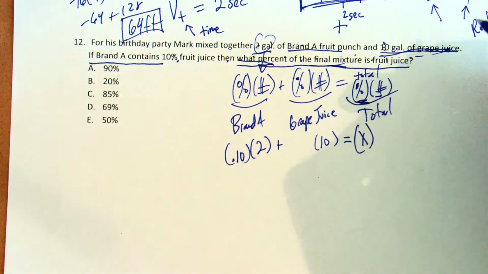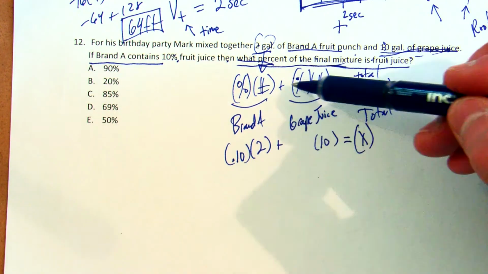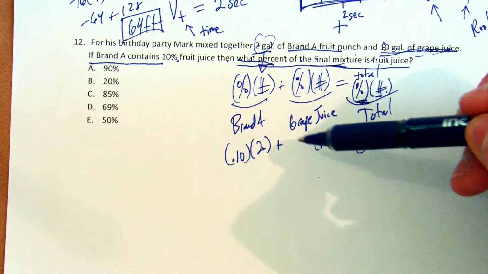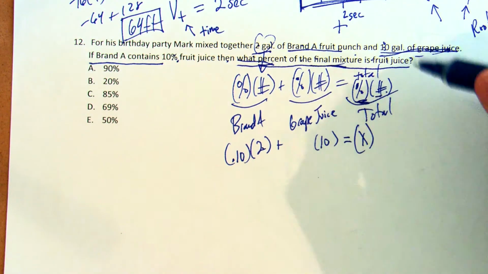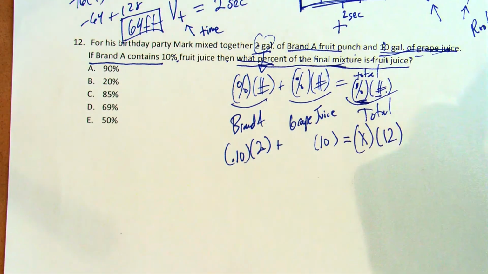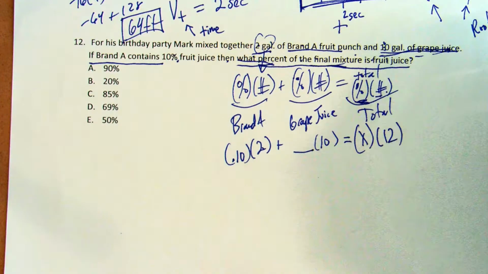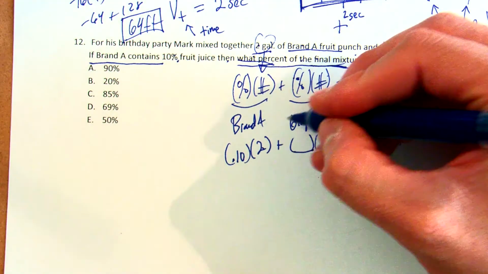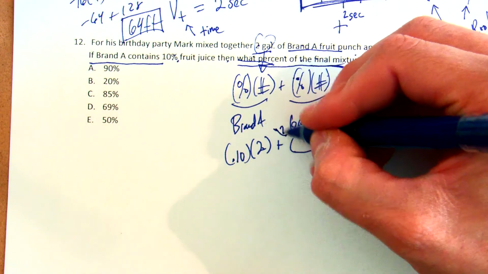And the total, remember, is you add the total amount. So I put in 2 gallons of Brand A and 10 gallons of grape juice, so there's a total of 12 gallons, right? So the only real mystery is, clearly Mr. Roosevelt left something out because there's something missing here, right? And actually, not really. That's a lie.